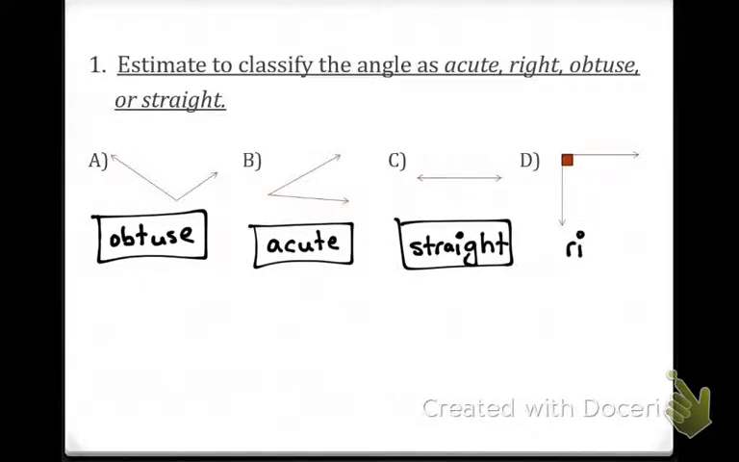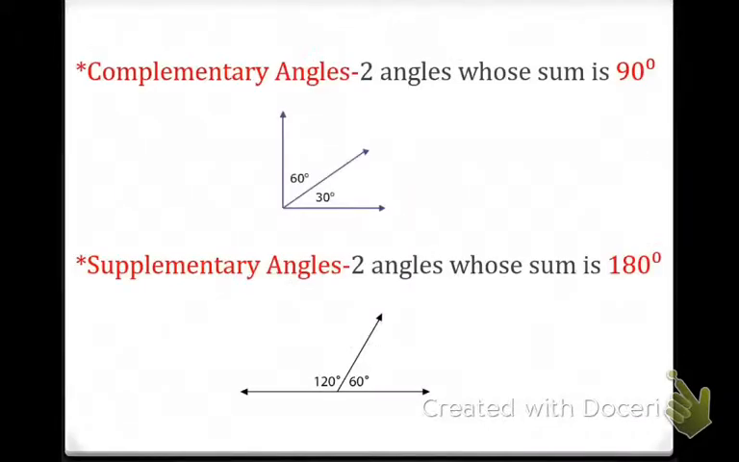Right. How can you tell it's a right angle? Square. All right, when you see that cute little square right there, that helps us to know it's exactly 90 degrees. The next kind of angles I'm going to talk to you about, the first ones are complementary.